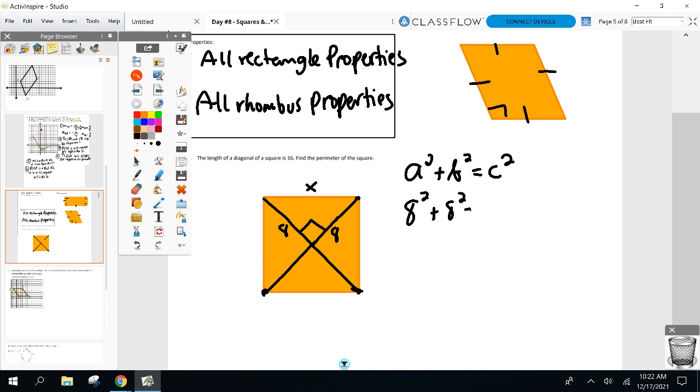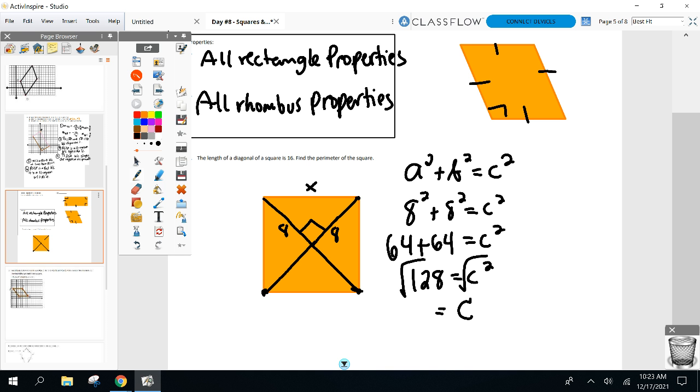8 squared plus 8 squared equals c squared. What do I have? 64. 64. What do I have? 128. And what do I still have to do to both sides? Square root. I know there should be rounding directions. Can we just go nearest 10th here? Nearest 10th, square root of 128. 11.3. I'm trusting you on that.